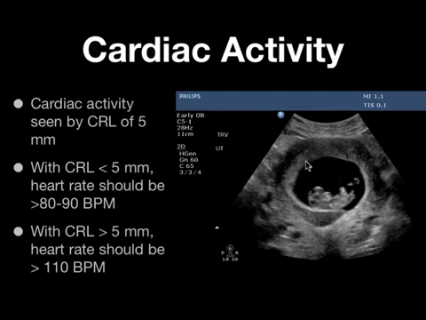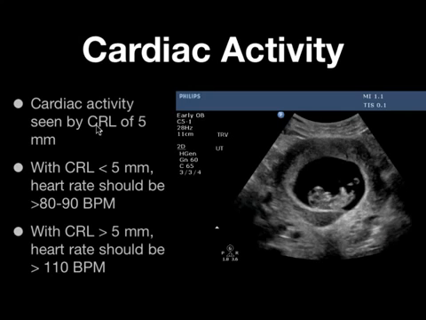In terms of embryonic cardiac activity, it should definitely be seen by a crown rump length of 5 millimeters. If you've got an embryo with a crown rump length of 12 millimeters without cardiac activity, that's consistent with pregnancy failure. However, with technology being improved in recent years, we're able to now see cardiac activity much earlier. It's not uncommon to see the flicker of cardiac activity when the crown rump length is just a couple millimeters.